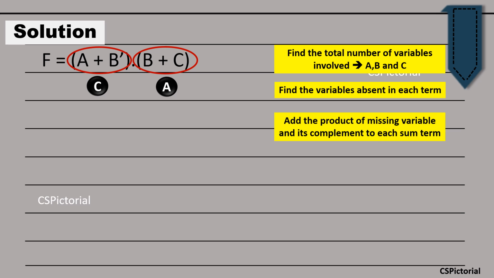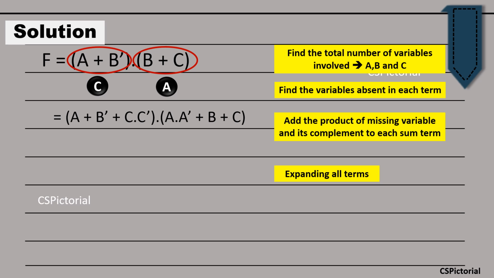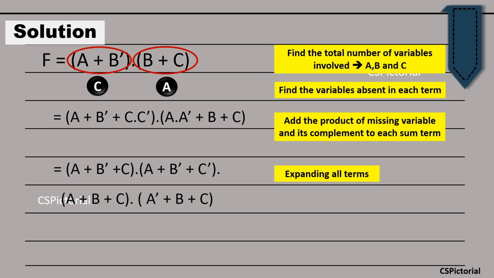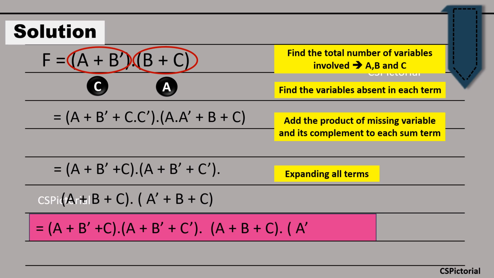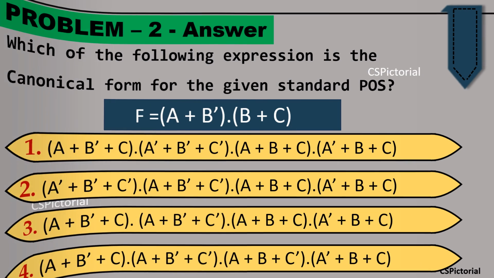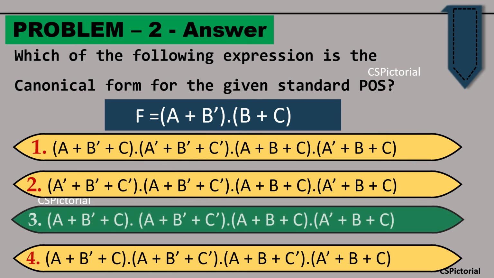Now, add the product of the missing variable and its complement to each sum term. The expression is then written as A plus B bar plus C into C bar into A bar plus B plus C. Expand all the terms in the next step. The expression now becomes A plus B bar plus C into A plus B bar plus C bar into A plus B plus C into A bar plus B plus C. There are no recurrent terms here, so this is the final canonical POS expression. The answer for this problem is option 3, A plus B bar plus C into A plus B bar plus C bar into A plus B plus C into A bar plus B plus C.